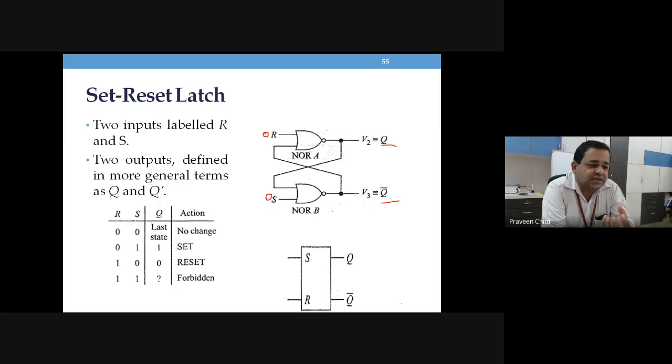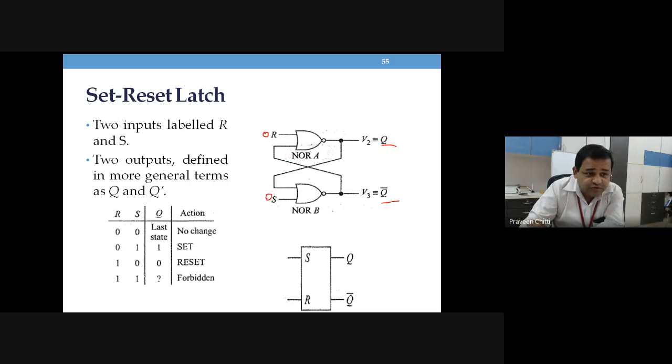Because if one of the inputs to the NOR gate is 1, immediately we can say that its output is 0. But when one of the inputs to the NOR gate is 0, we will not decide its output unless and until we know the other input also. So for the first input combination, when both are 0, 0, we will not be able to predict what the output is. For that, we should know the other input also.